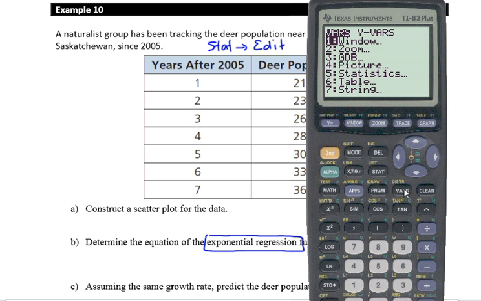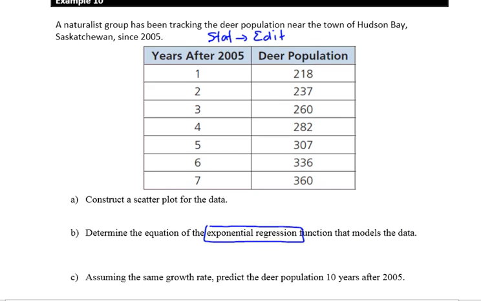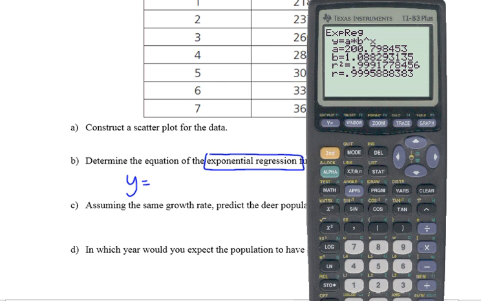Vars over to y vars function, so enter, and y1 enter. Okay, that's to automatically put our equation into our graph. They're going to ask you some question about it, so automatically just do that. Okay, so that gives us a regression. So y equals a times b to the power of x. I'll write this down.